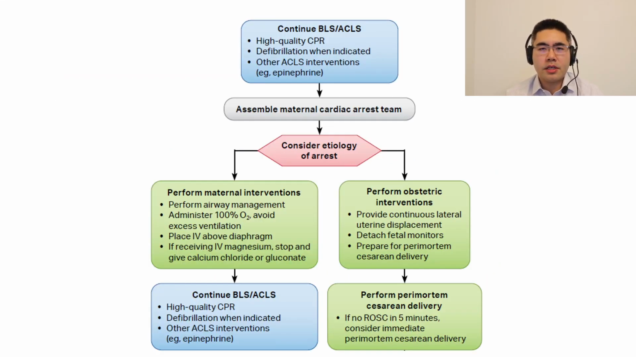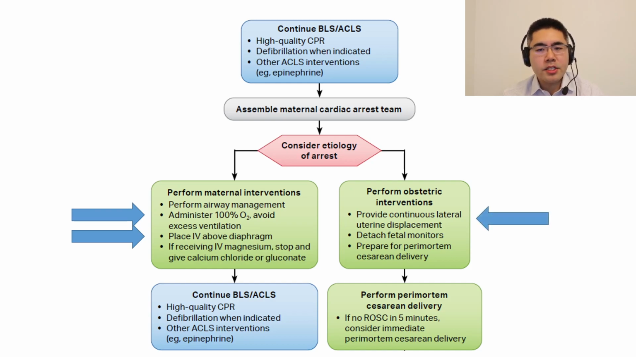Again, this is the flow sheet that you've often seen in your classes, looking at some of the changes that are adjusted in pregnancy. We're going to provide 100% oxygen and avoid excessive ventilation. We're going to place an IV above the diaphragm in the upper extremities to ensure that our ACLS drugs will actually reach the patient's heart. We're going to make sure we perform continuous left lateral uterine displacement. And we're going to prepare for an emergency cesarean section within 5 minutes. Those are the changes.